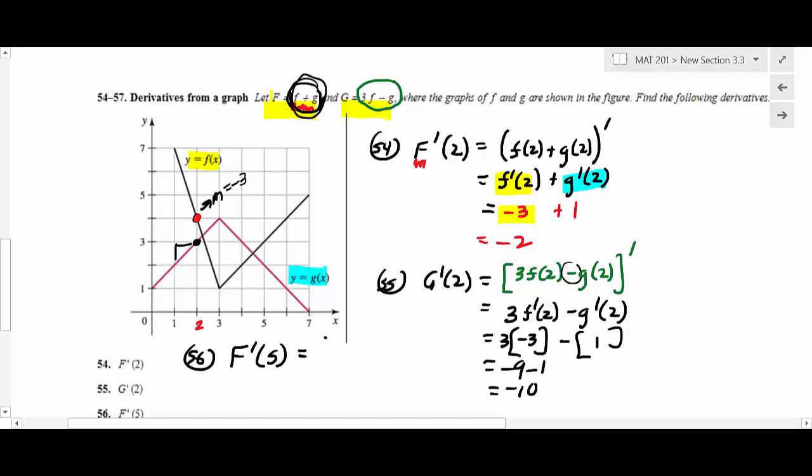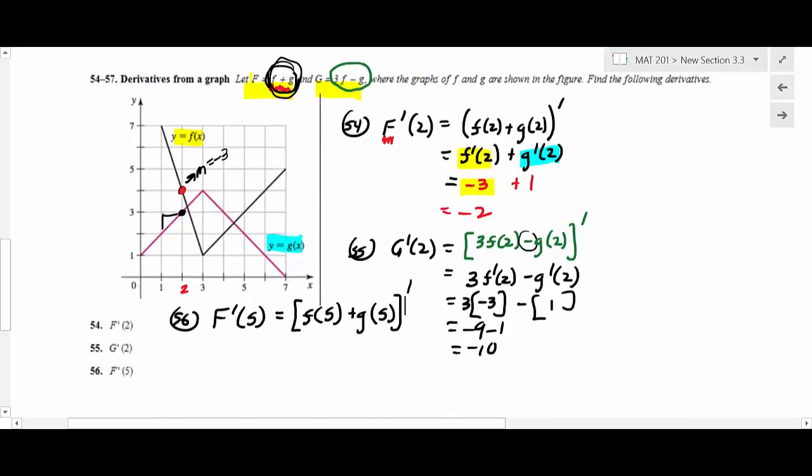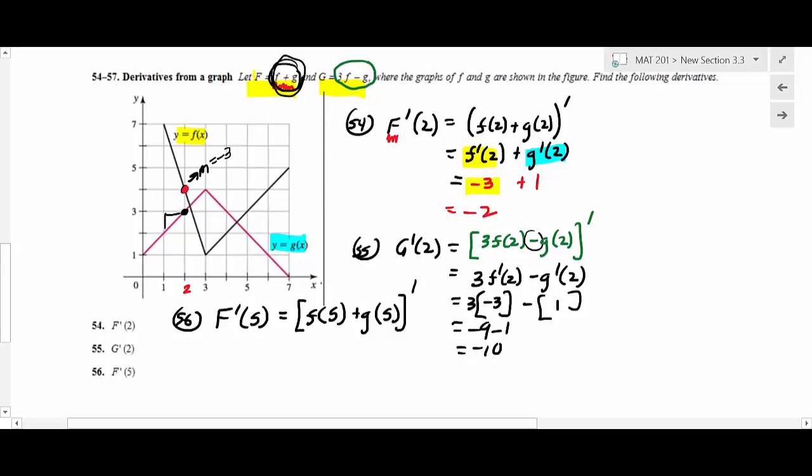So we're going to write this as F of 5 plus G of 5, and then we're going to take the whole derivative. So now we're just looking at a different point on the line right here, okay? So what that's going to be is F prime of 5 plus G prime of 5, like that. Now we just need to shift our focus to 5. So if you're looking at F prime of 5, you are here.